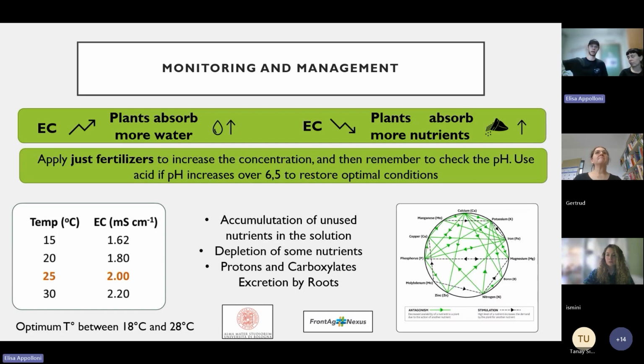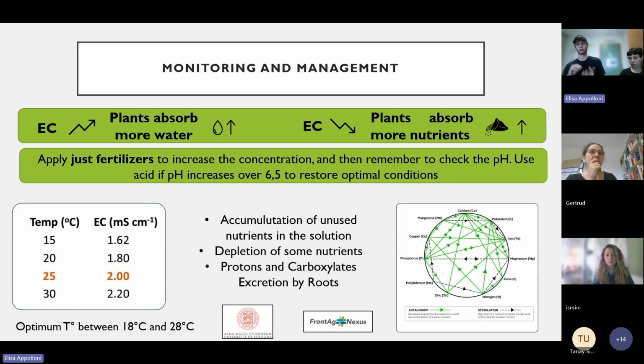or for other patches and things like this. On the right image, you can observe the Mulder chart, as it is called, which tells us the main antagonisms and synergisms between different elements.